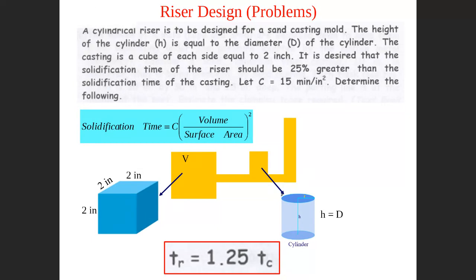Let me highlight this one. TC is the solidification time of the cast. TR is the solidification time of the riser. So we need that TR, the solidification time of the riser, must be greater than the solidification time of the cast.